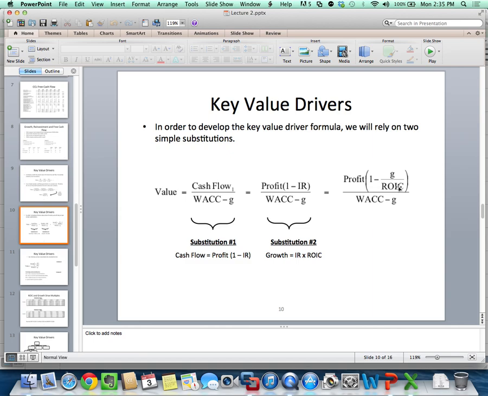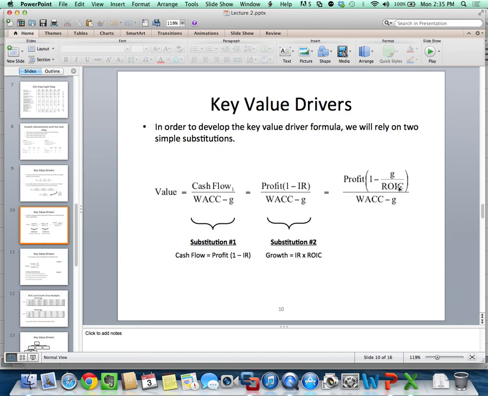But here's why they like it. Number one, it's easier language for dealing with a company. So if I go to the company and I say, what's your free cash flow? Most companies are like, we don't even know what that means. They don't track it. It's not in the accounting systems. If I go to the company and I say, what are your profits? Well, they can give you those right away. And what's your return on investment? They know that too. So it's easier language to deal with given the systems that companies have set up.